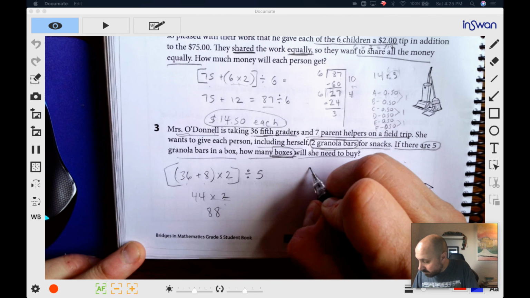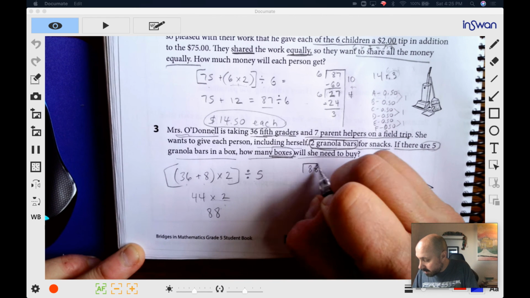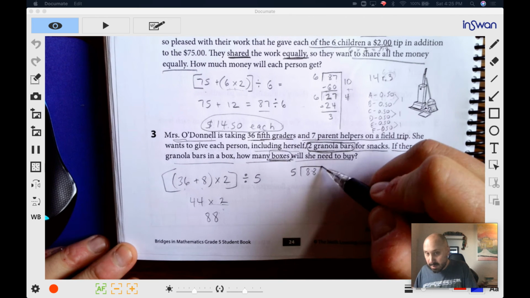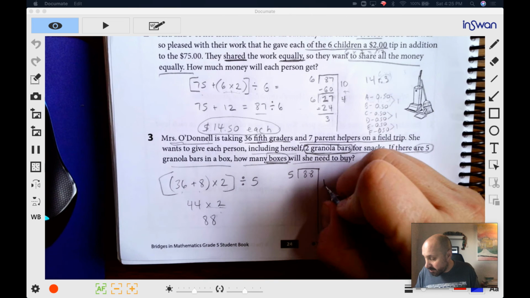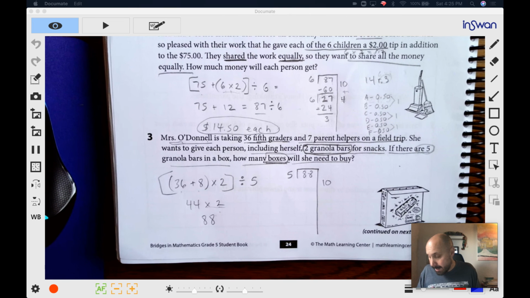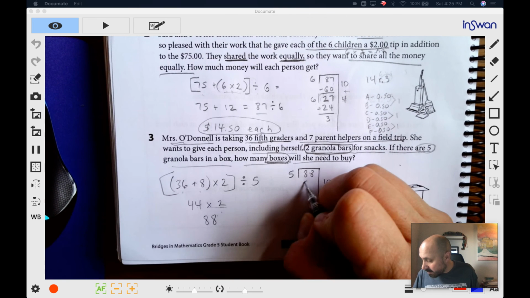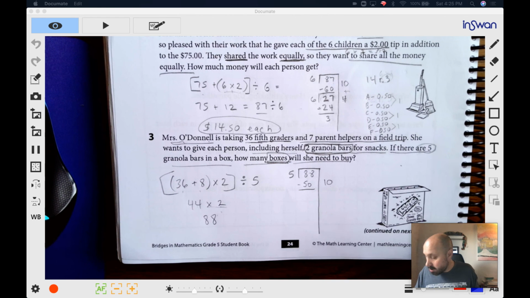I'm going to do the give and take one more time because I love it so much, or the hangman. Okay, let's start with 10 again. If there's 5 granola bars per box, and there's 88 granola bars we need, how many boxes will we need? Well, let's start with 10 boxes first. Okay. Right now, 10 times 5, that's 50 granola bars we've bought so far.